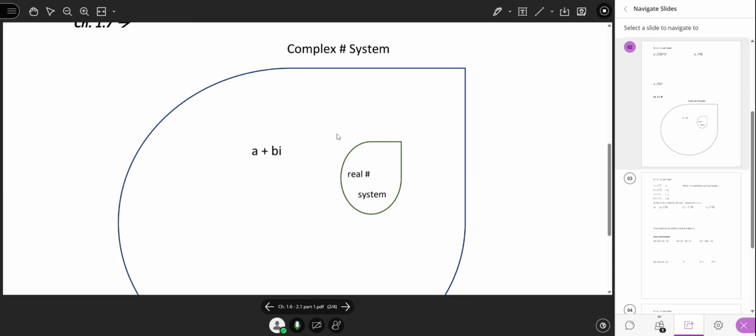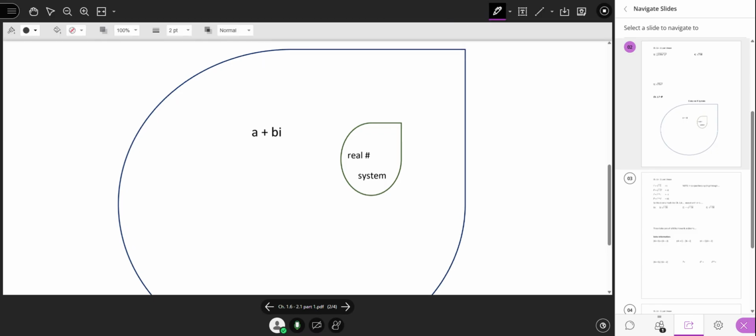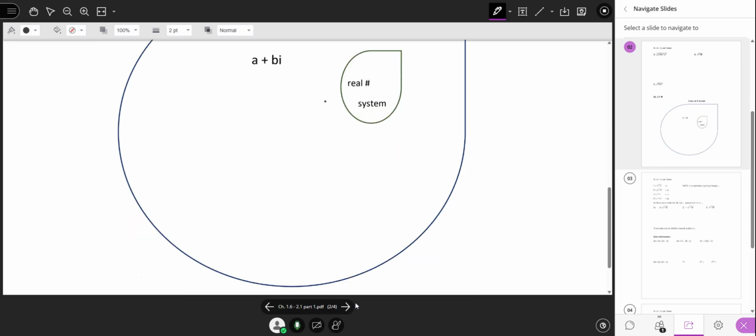Can you believe it? We are at the end of chapter 1. So, complex numbers. We have the real number system and we have complex number systems. Now, the truth is, if this big little teardrop represented complex numbers, the real number system would really only be like that. But in order to be able to type in it, I had to make it bigger. But anyways, that's neither here nor there.